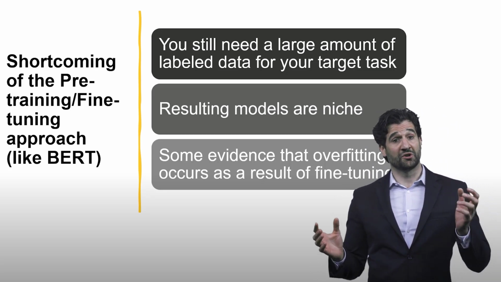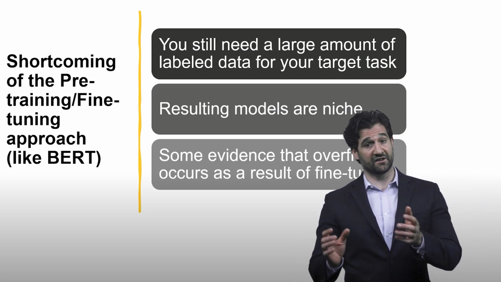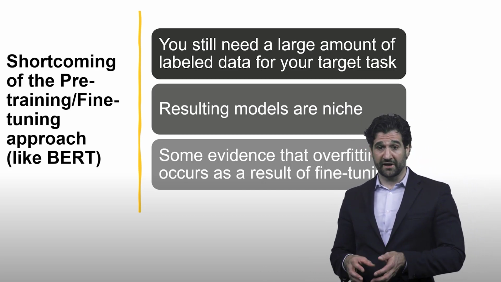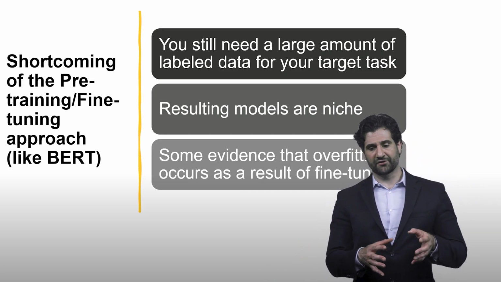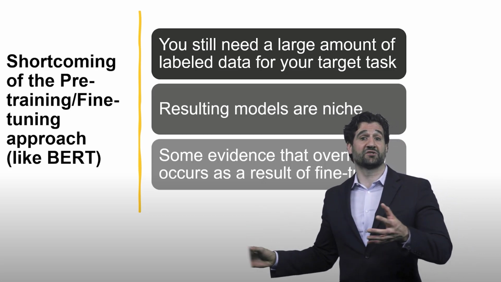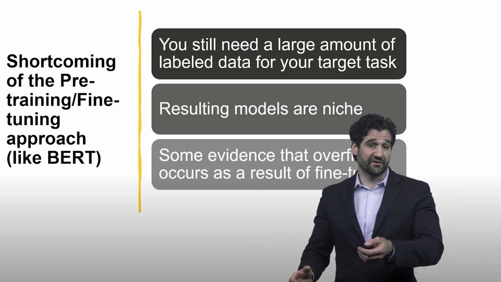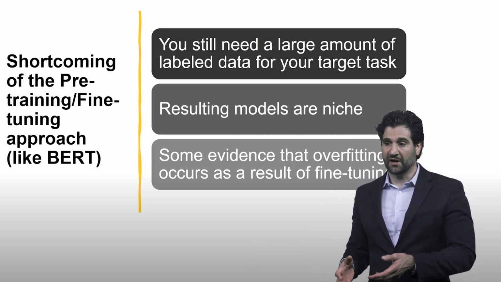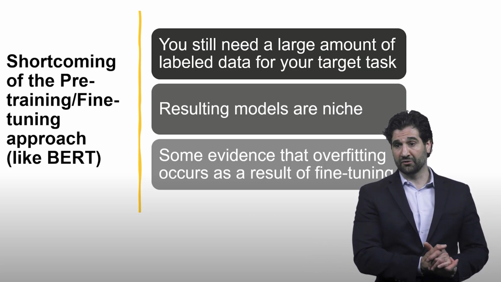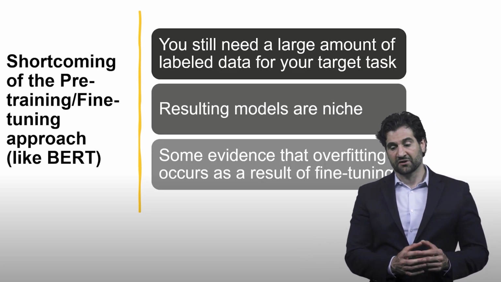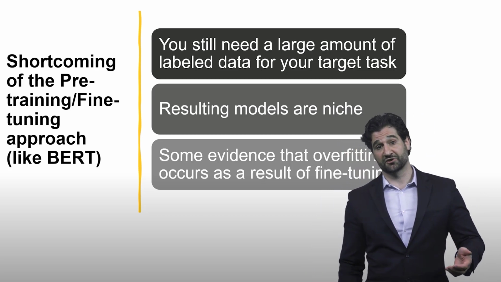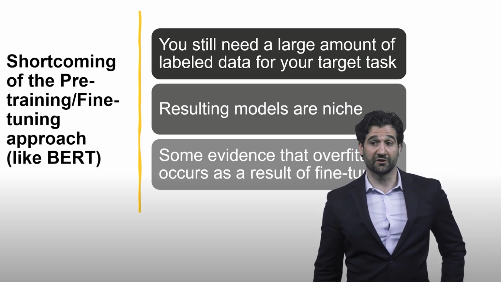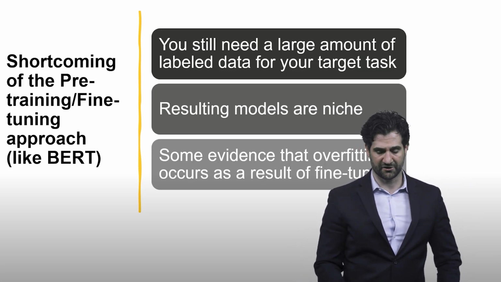Now, here's the issue. You still end up needing a whole bunch of labeled data for your target task. The other thing about it is every time you do that, you're making a new model, and those models are very specific for that task. They're not general, which is okay for a given task, but if somehow your task changes down the line, you have to go back and retrain the model with the new weights and so on. There's also some evidence in the scientific literature that this approach results in overfitting during the process of learning those additional weights. And that process, again, is called fine-tuning.